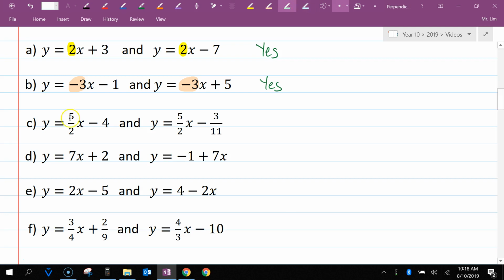Okay, so we're going to continue. Question C: 5/2, 5/2. Yes, it is. Question D: 7 and 7. Yes, they are parallel. Question E: 2, minus 2. So no, these 2 lines are not parallel. And question F: 3/4, 4/3. They are not parallel. They have to be exactly the same.